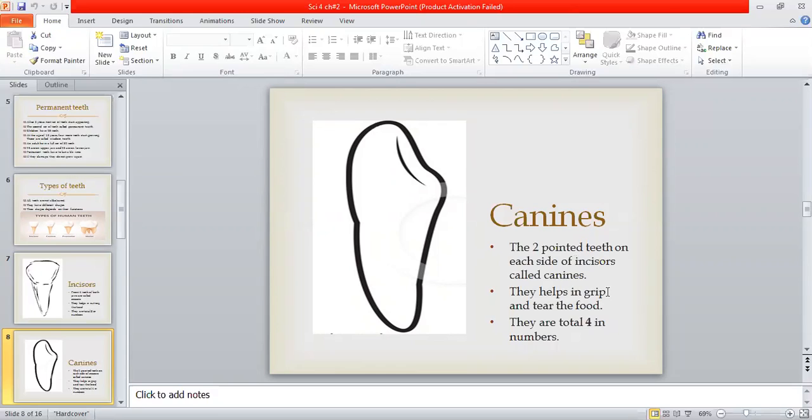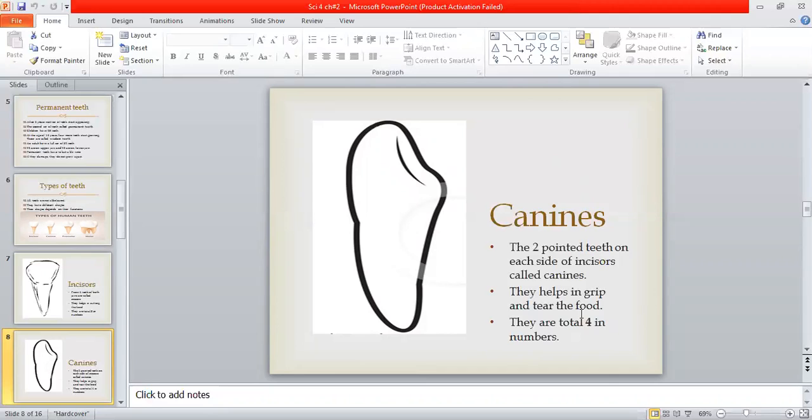After the incisors, on both sides, right and left, again and again I'm saying, these teeth are known as canines. What is the purpose, the function, of the canines? They help in gripping and tearing the food. For example, I told you that if you eat a raw apple and take a bite, first the four incisors help you in cutting. So basically the canines grip the apple.